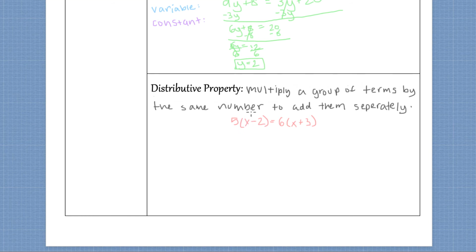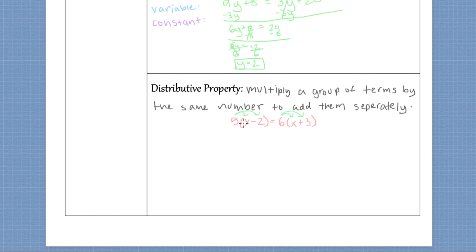And so you're going to want to distribute this 5 to both the x and the negative 2. So you're going to take the 5 and multiply it by the x, and then take the 5 and multiply it by the negative 2, and write those out separately. We're going to do the same thing on the other side with the 6 and the x plus 3. We're going to take the 6 and multiply it by the x, and then take the 6 and multiply it by the 3.